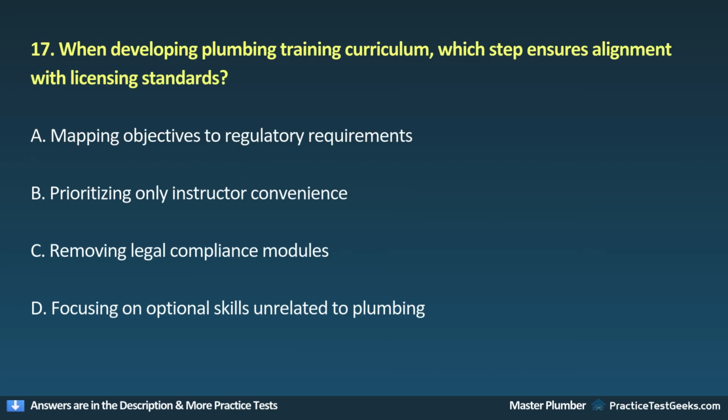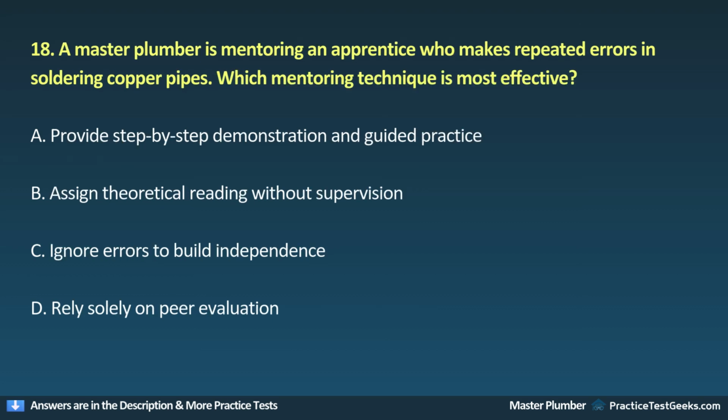17. When developing plumbing training curriculum, which step ensures alignment with licensing standards? A. Mapping objectives to regulatory requirements. B. Prioritizing only instructor convenience. C. Removing legal compliance modules. D. Focusing on optional skills unrelated to plumbing.